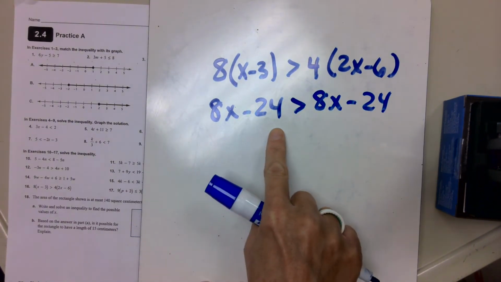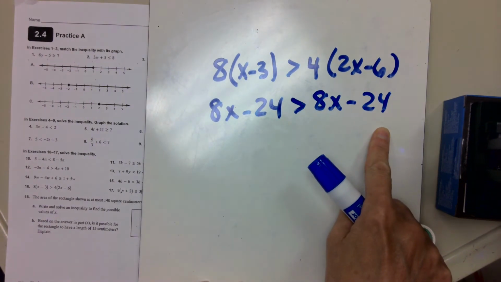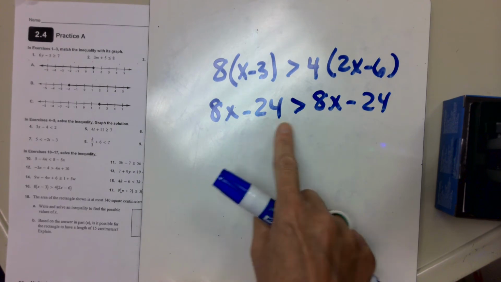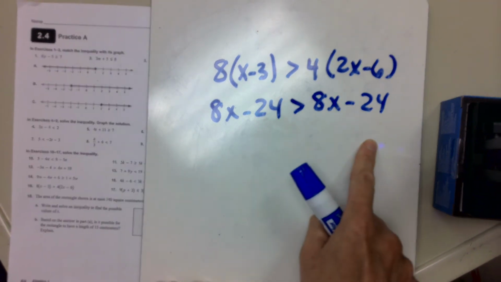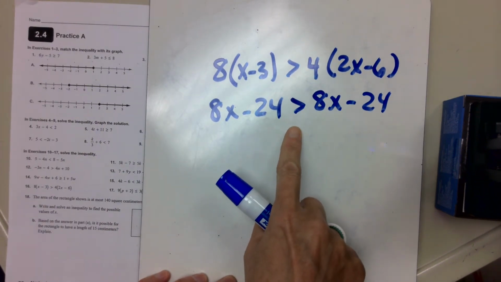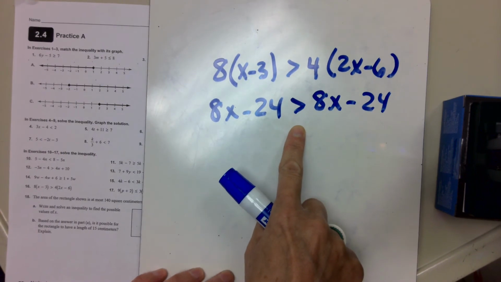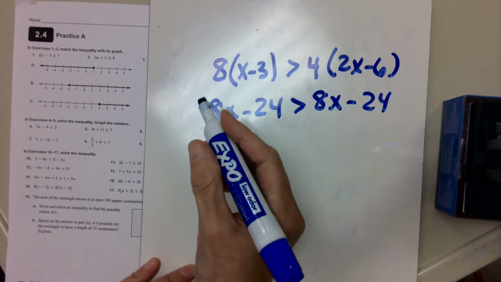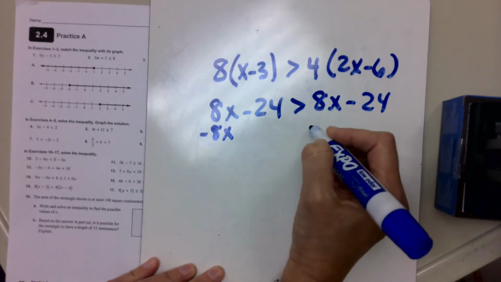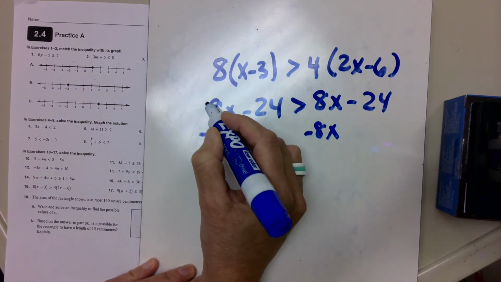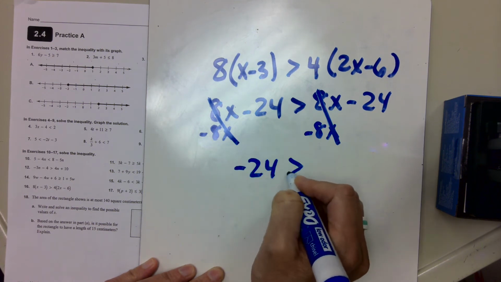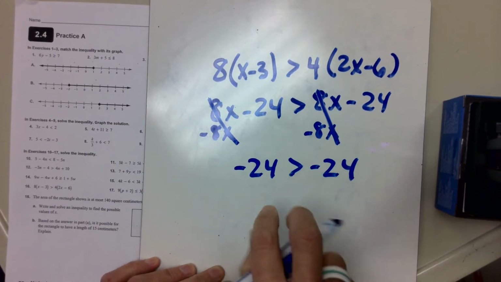Now, some of you are going to notice that these have the same thing on both sides. And we've done some of this in the earlier sections, and normally you would think that this would be infinitely many solutions. But we have to remember we're doing an inequality now. So we need to finish this out and see what happens. If I get rid of this 8x to get my x's on the same side, you know that they cancel out. You get negative 24 is greater than negative 24.